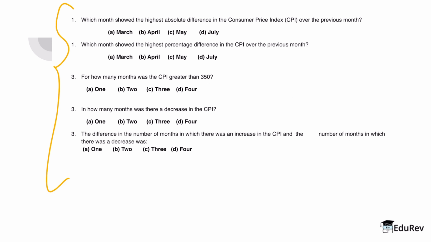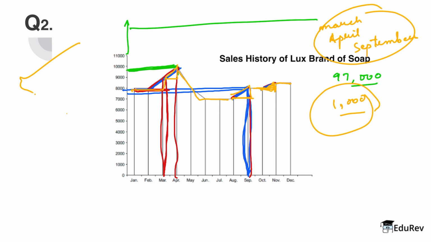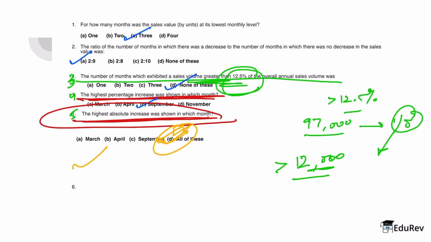We did all these questions. Then we talked about the second question, which was the sales history of the Lux brand of soap. We did all these questions, and we are at the end of the video. So we have done XY charts. I hope you understood it. It was very simple: what an XY chart is and a few questions related to that. This is the way questions are going to come. You have to practice more and more.